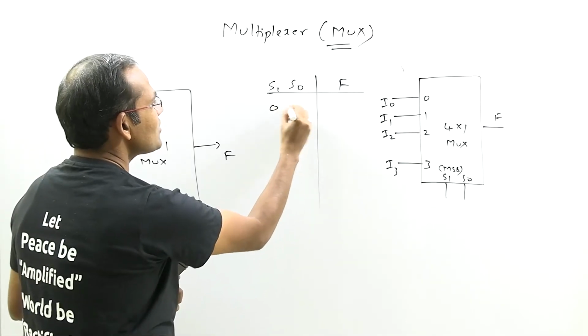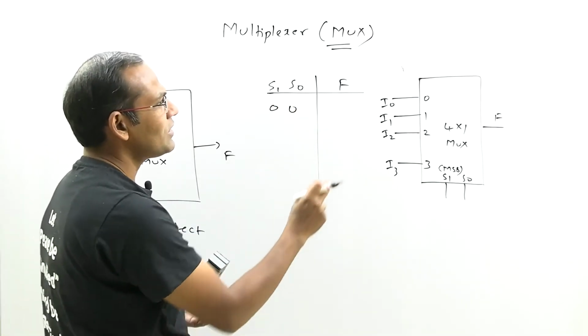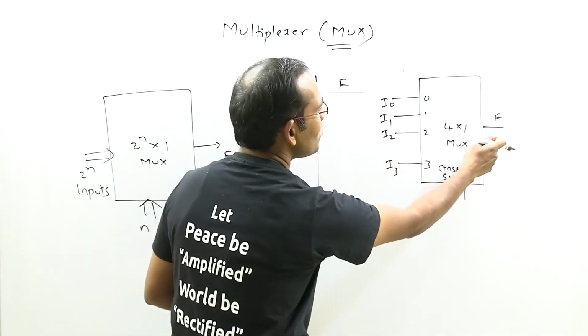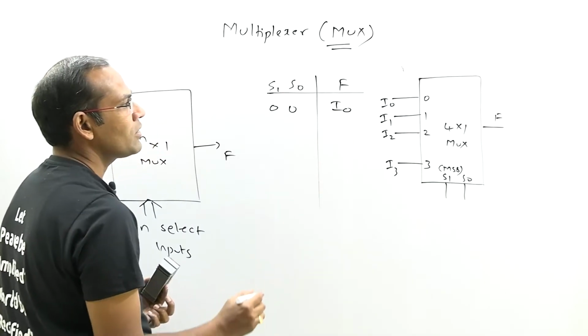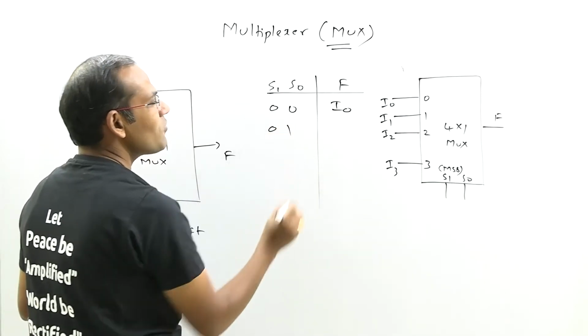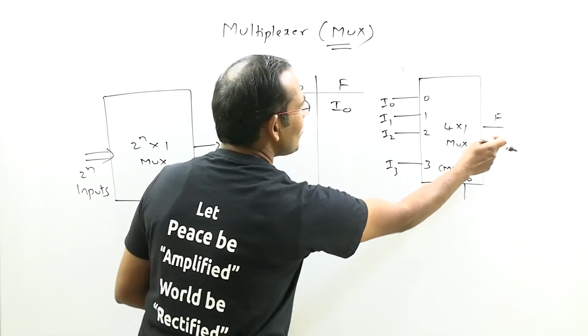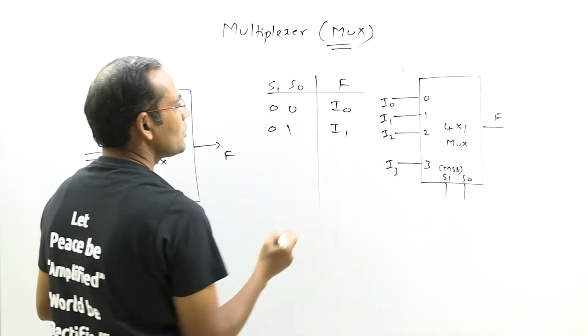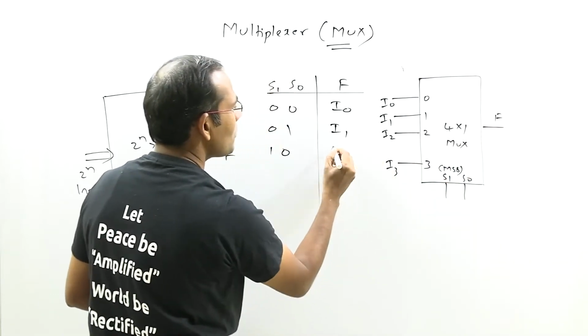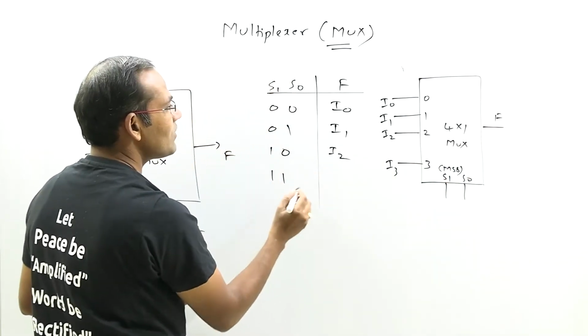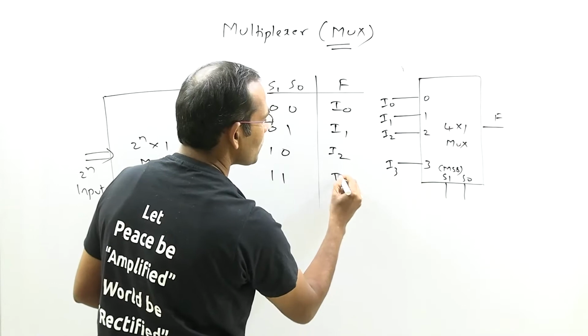Suppose if selection is 0, 0, then I0 will be transferred to output. So F will be I0. If selection is 0, 1, I1 is transferred to output. If selection is 1, 0, I2 is transferred to output. If selection is 1, 1, I3 is transferred to output.